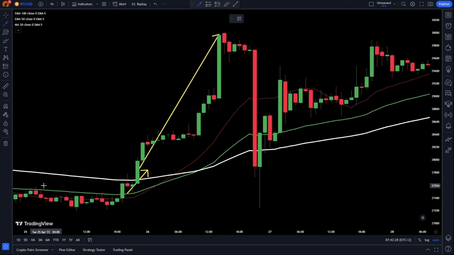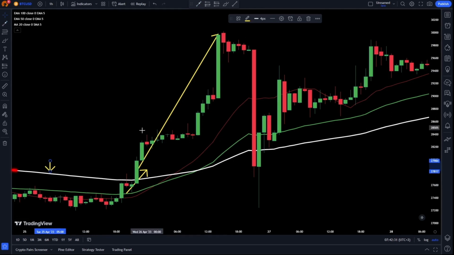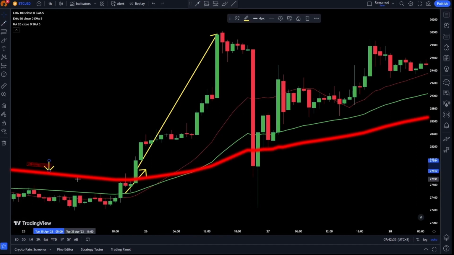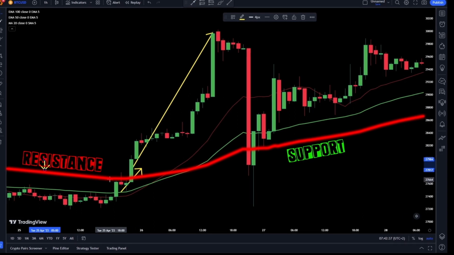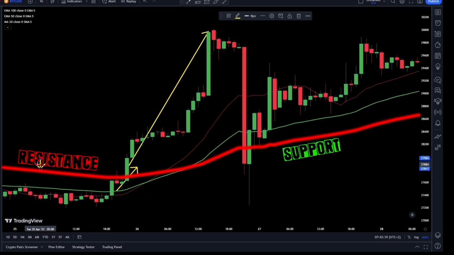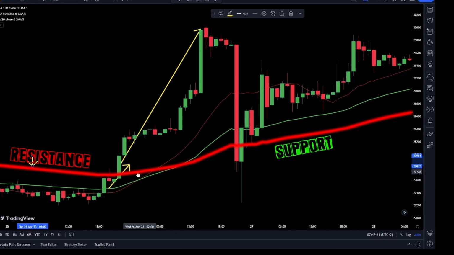and we should open a long position. So I want to make it clear that the 100 period EMA, this one, is playing the role of a resistance line and then a support line. So it's a dynamic resistance and support level. When the market breaks out of the resistance line, we expect a continuation of the bullish trend.